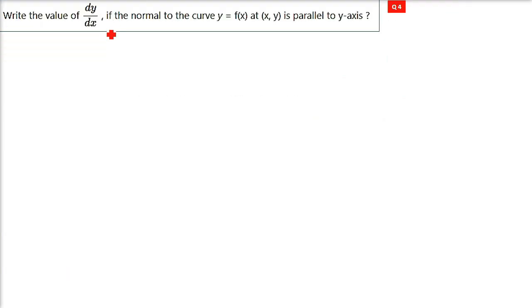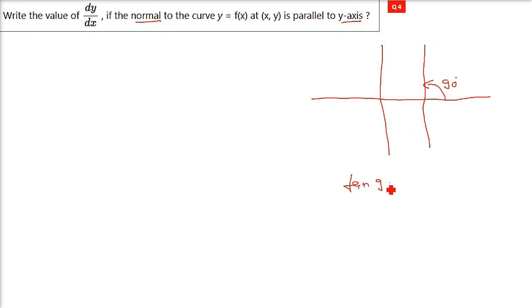Write the value of dy by dx if the normal to the curve y equals f(x) at (x, y) is parallel to y-axis. So they are not saying tangent first of all. They are not saying parallel to x-axis. First of all, it is the normal, and the normal is parallel to y-axis. So the tangent will be parallel to x-axis. Okay. The normal is at this angle only, so this is 90 degrees. So what is tan 90 degrees? It's tan pi by 2, which is infinite. So the normal slope is infinite.